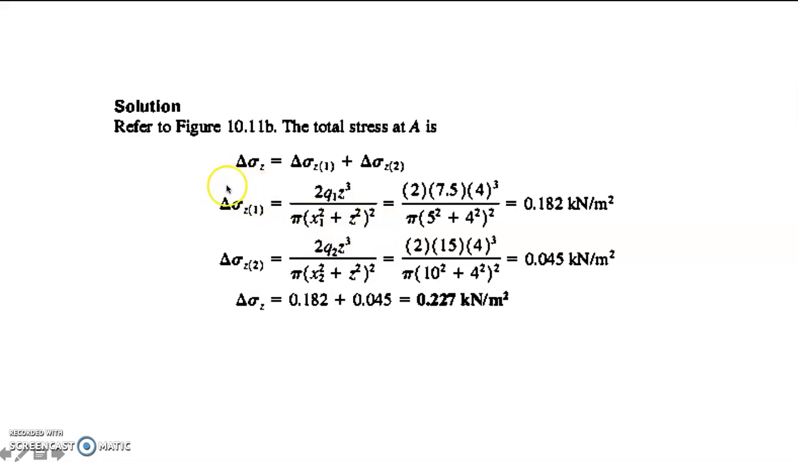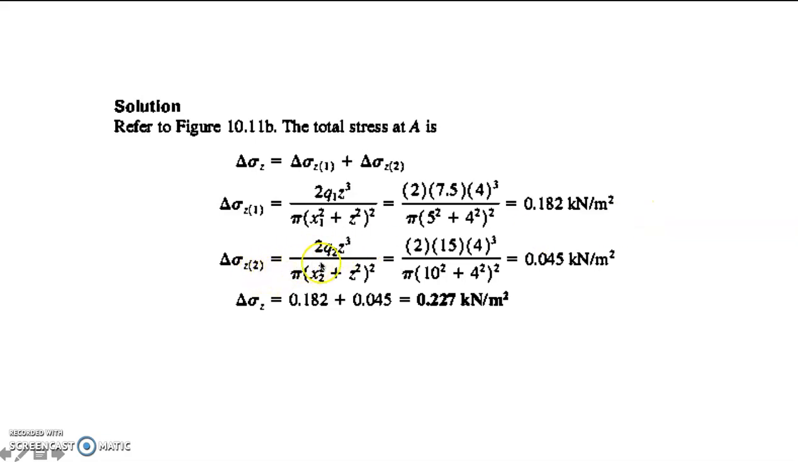So first we try to make use of our Q1, which is 7.5 in magnitude. So simply have to substitute our 7.5. Our z is 4, and our x from point A towards Q1 is 5. So simplify, you have 0.182 kilonewton per meter squared.